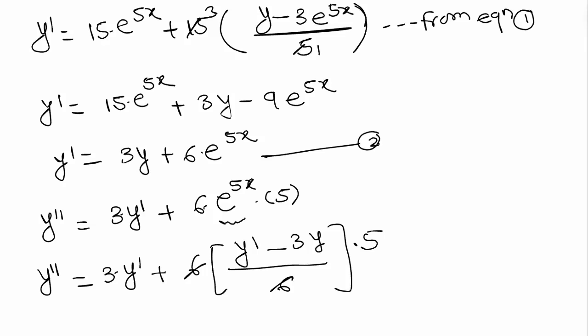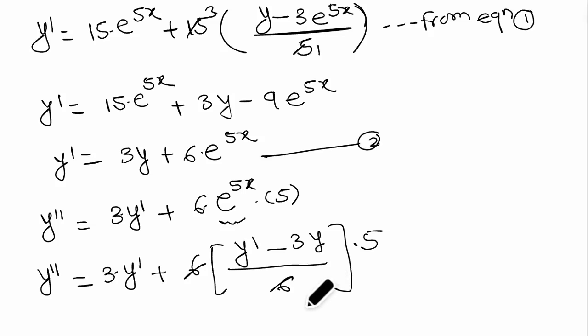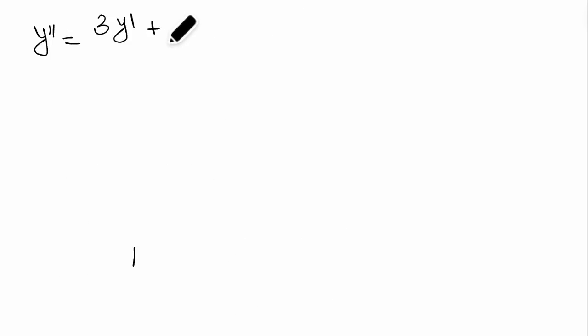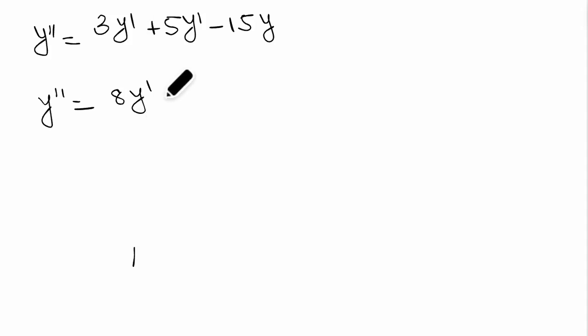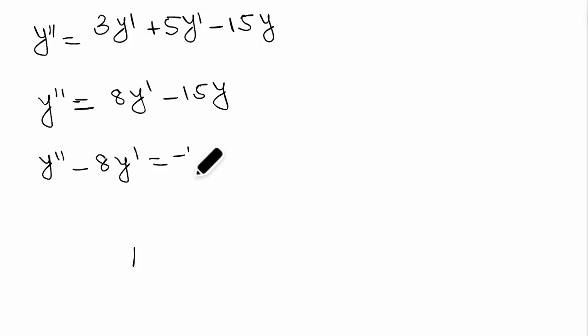Write down next page. So y double dash equal to 3 into y dash, in the bracket will be remaining 5y dash minus 15y, plus 5y dash minus 15y. So simplify this. y double dash equal to 8y dash minus 15y. So just rearrange this equation. y double dash minus 8y dash equal to minus 15y.